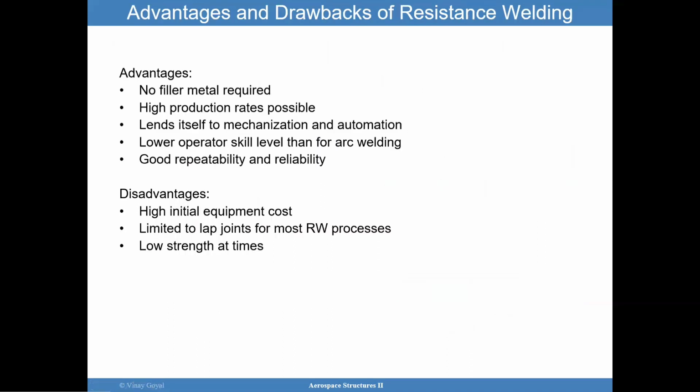Advantages: no feeder material required, it's clean. High production rates are possible, it lends itself to mechanization and automation, requires a lower operator skill level, and has good repetition and reliability. Disadvantages: you can get low strength at times, high initial equipment costs, and it's limited to lap joints for most of these processes.